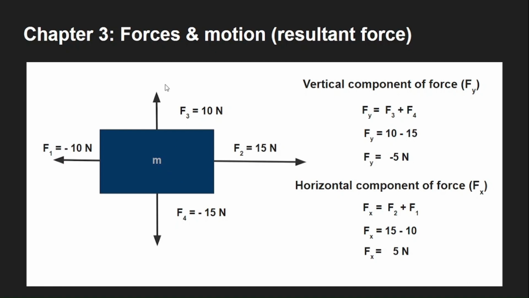Because if you looked only at the vertical forces, F4 is the greater force than F3. It's greater than F3 by 5 newtons, and it's acting downwards. So that makes sense, and you want to assign it a value of minus 5 newtons.